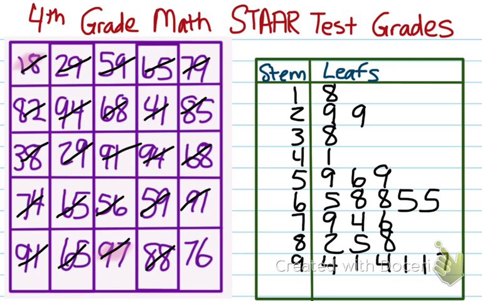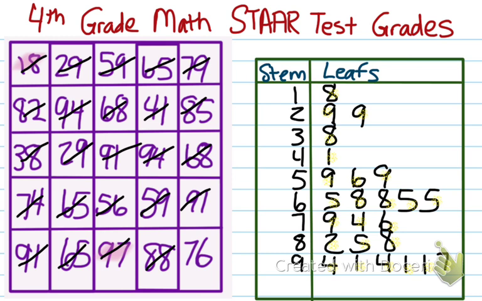All right, as you can see, I've added all of the leaves to my data now. Now I need to count. I know I have 25 data values in my chart here, so I need to make sure I have 25 leaves in my stem and leaf plot. So let's count. I have 1, 2, 3, 4, 5, 6, 7, 8, 9, 10, 11, 12, 13, 14, 15, 16, 17, 18, 19, 20, 21, 22, 23, 24, and 25. Awesome. Now we're not quite done with this stem and leaf plot.